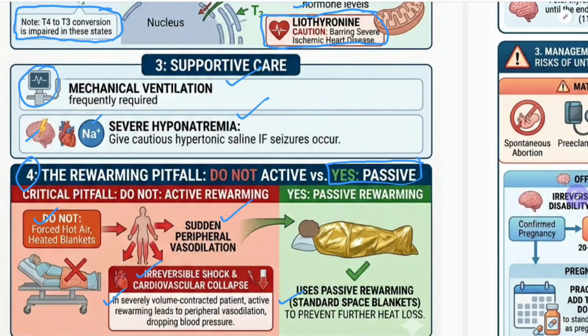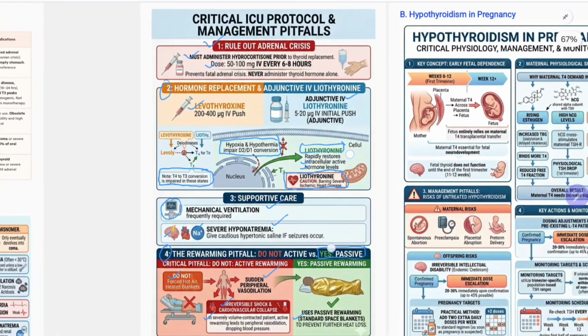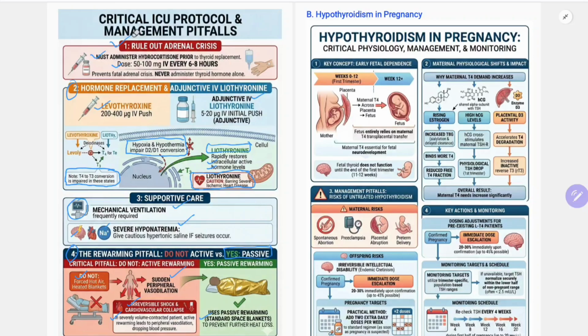Don't give heated blankets or forced hot air to the patients. Otherwise, the patient will end up with cardiovascular compromise. So that's about the management of myxedema coma.